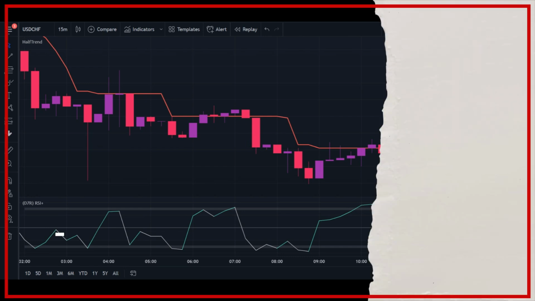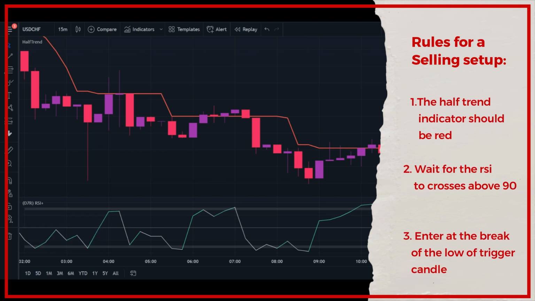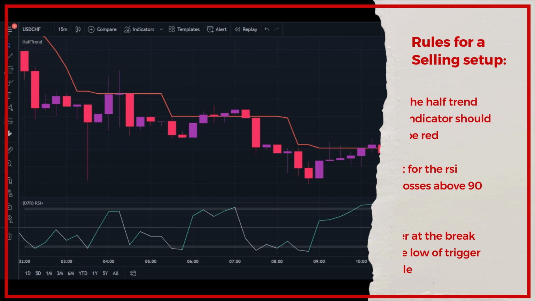Now let us look at the rules for selling. Rule number 1, the Half Trend indicator should be red. Rule number 2, wait for the RSI to cross above 90. Rule number 3, enter at the break of the low of the trigger candle.